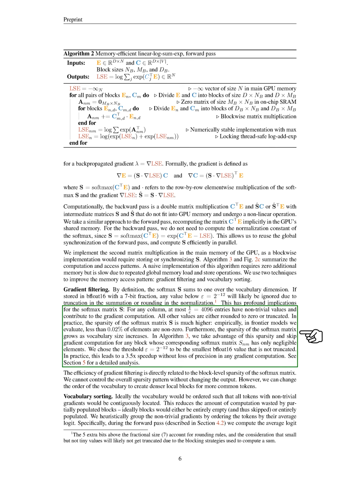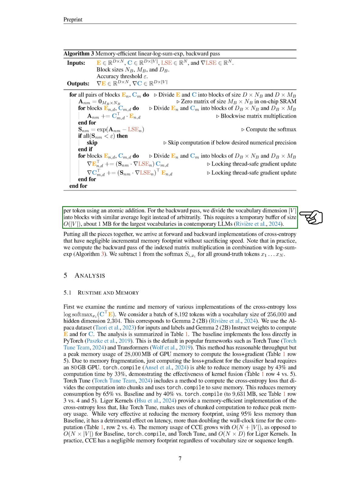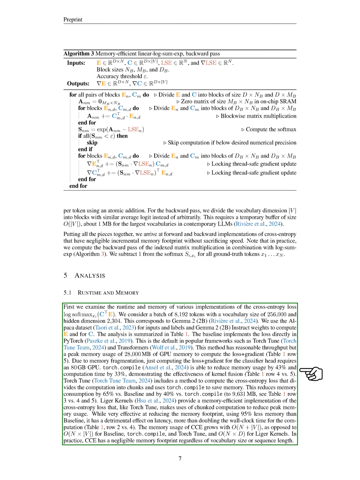Section: Analysis. In this section, we analyze the runtime and memory usage of different implementations of the cross-entropy loss function. We focus on a batch of 8,192 tokens, with a vocabulary size of 256,000 and a hidden dimension of 2,304, which corresponds to Gemma 2 2B. We utilize the Alpaca dataset for our inputs and labels, along with the Gemma 2 2B Instruct weights to compute the necessary components. Our findings are summarized in a table.